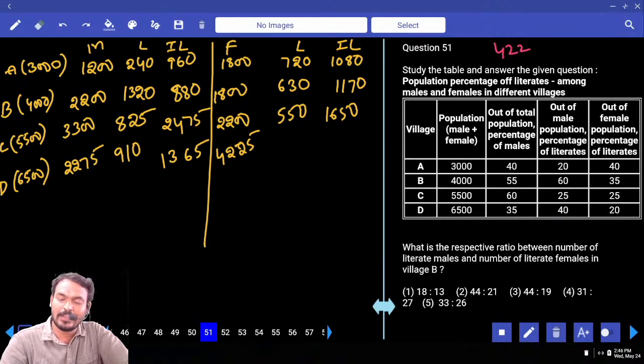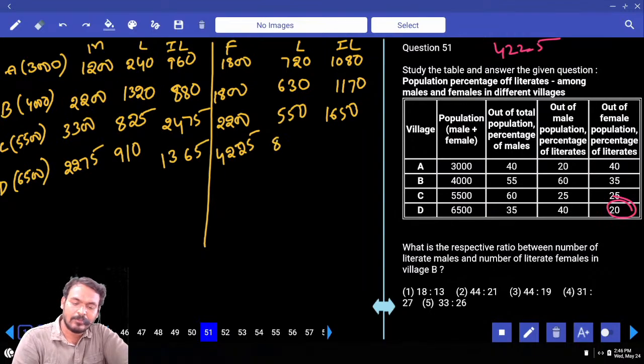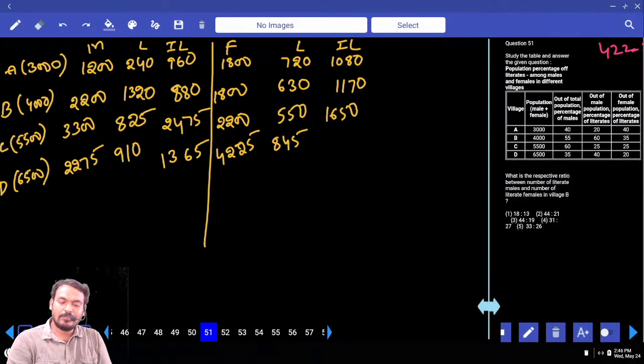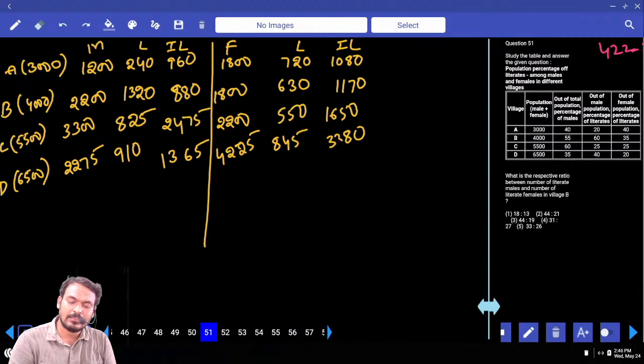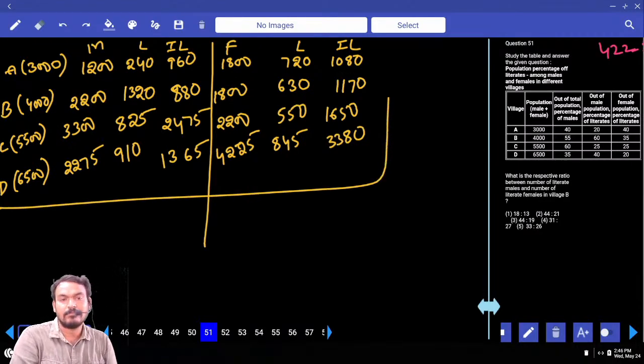What is the 10%? 422.5. 20%. We require 20% or not? 845. What is the difference? 4225 minus 845, 3380.